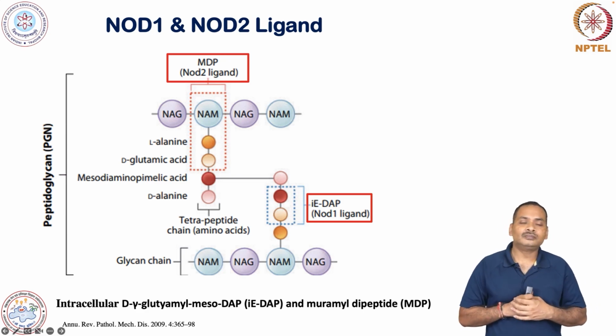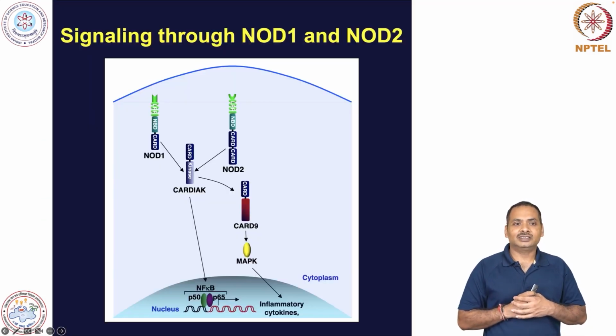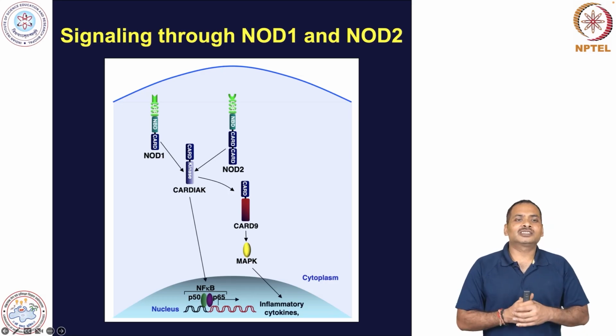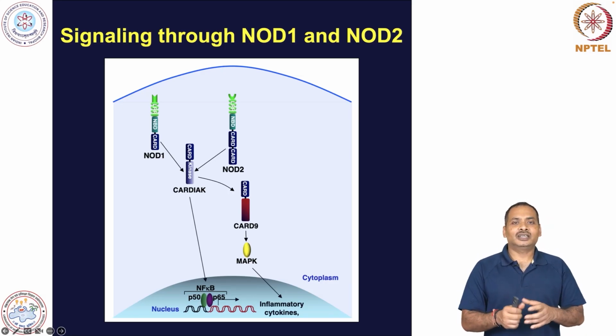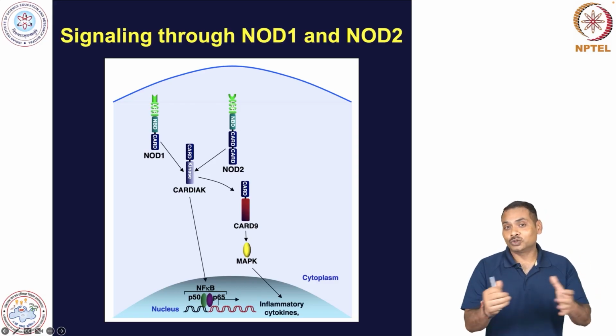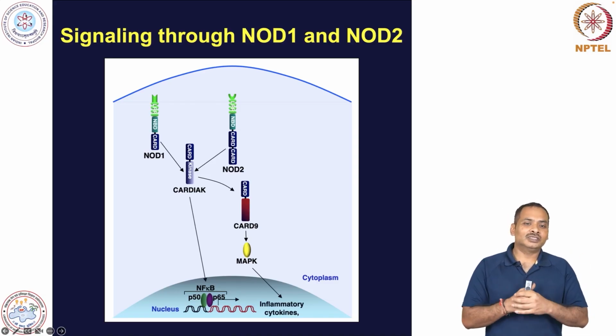Okay, let's look at how NOD1 and NOD2 activate the signaling. So this is a very simple schematic. Try to understand, I am again saying it is very simple, but it is far more complex. For your easy understanding, I made it very simple.